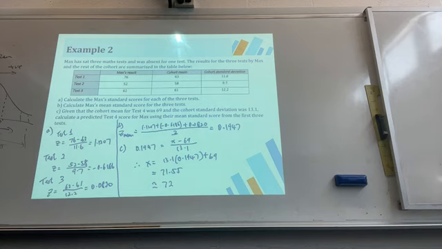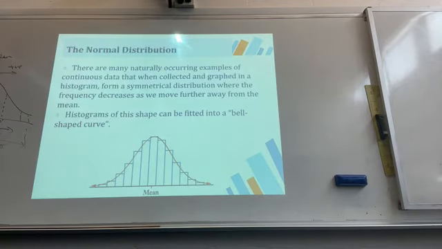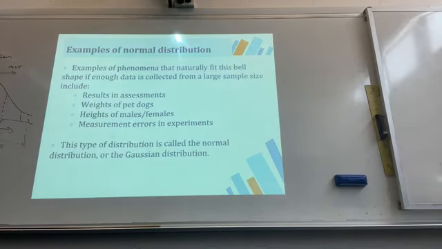Now, we come to normal distribution. There are many naturally occurring examples of continuous data that, when collected and graphed in a histogram, form a symmetrical distribution, where the frequency decreases as we move away from the mean on either side. Alright? So this sort of shape can be fitted to a bell-shaped curve. This is what we know as bell-shaped curves. We use it a lot. So, an example of normal distribution is results in an assessment, which should generally fit that.